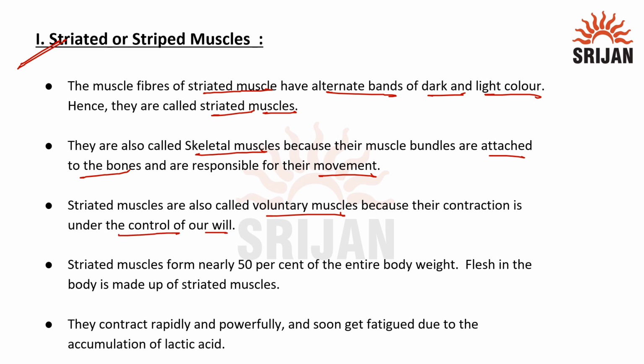So if we want, we can contract this muscle. When we talk about our entire body weight, they make up nearly 50% of it. So the flesh we have is nothing but the striated muscle. And these striated muscles contract rapidly and powerfully, because of which they can get fatigued, and this fatigue is because of accumulation of lactic acid, which is produced when anaerobic respiration occurs.